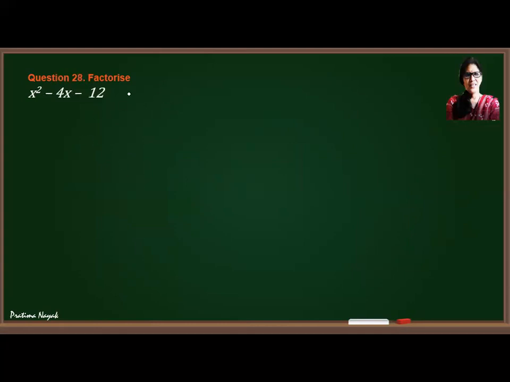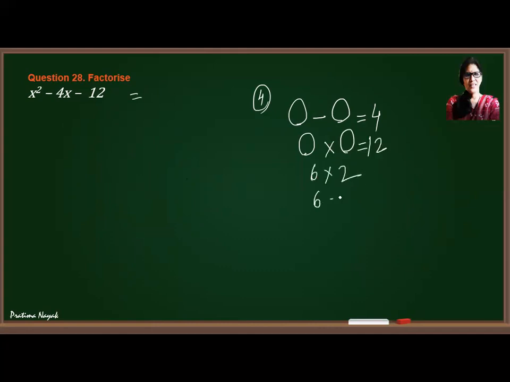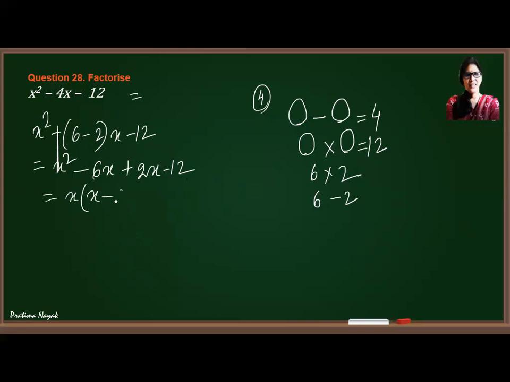Next, x square minus 4x minus 12. So I have to split 4 as two numbers whose subtraction result is 4 and whose multiplication result is 12. Very simple, it will be 6 into 2. 6 minus 2 is 4. So I'll split this 4 as 6 minus 2. Next step, it will be x square minus 6x plus 2x minus 12. Then I'll take x common, x minus 6, plus 2 common, x minus 6.